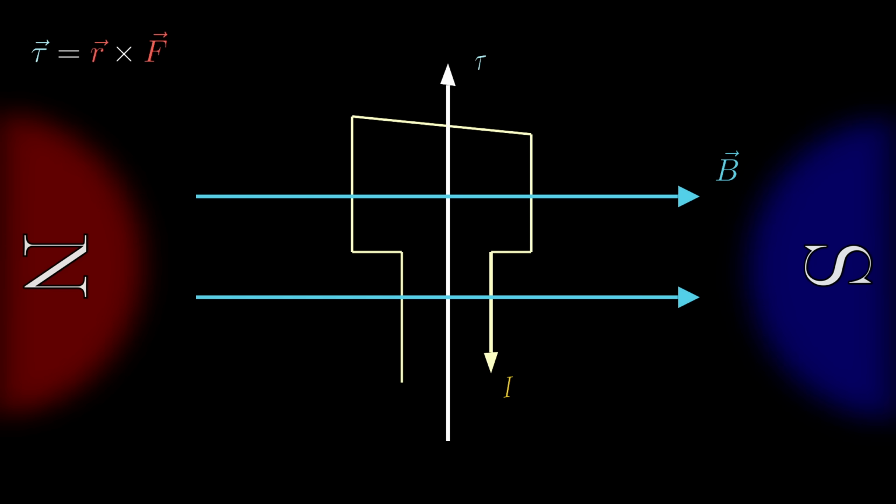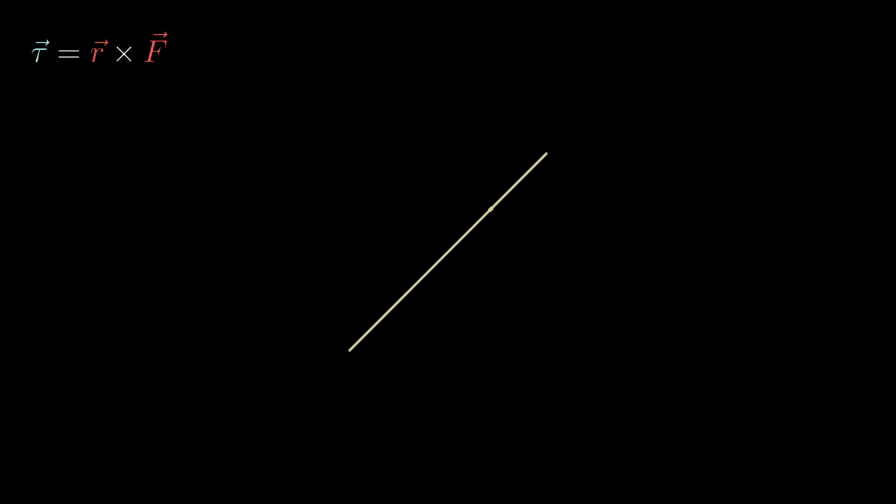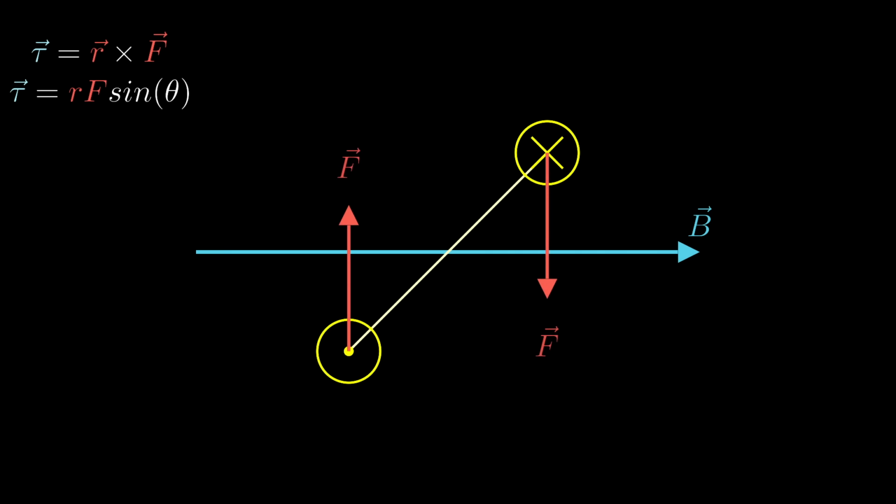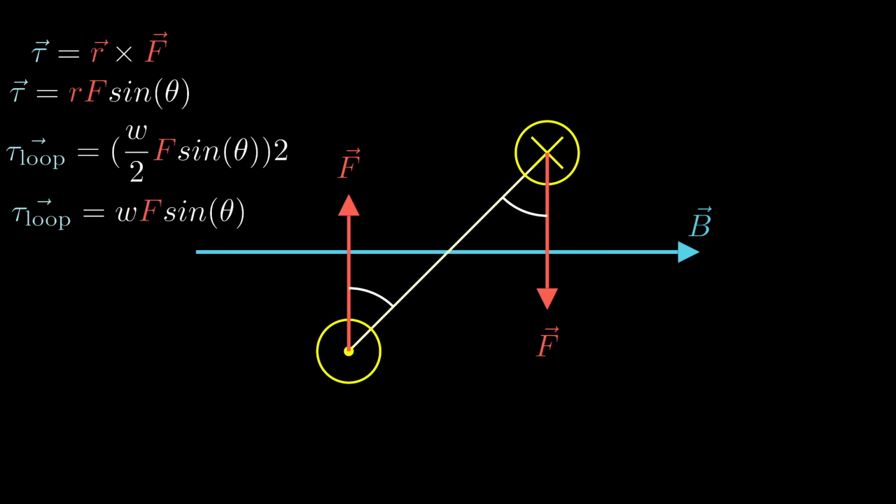We can now limit our focus to just these two vertical wires. Let's take a look at the top-down view. We'll rewrite the cross product as R times F times the sine of the angle between them. Now, we know that the radius is just half the width of this top wire, so we can rewrite it as W over 2 F sine theta. And there's two of them since we have two forces from each wire. So, when we combine them, we get WF sine theta.